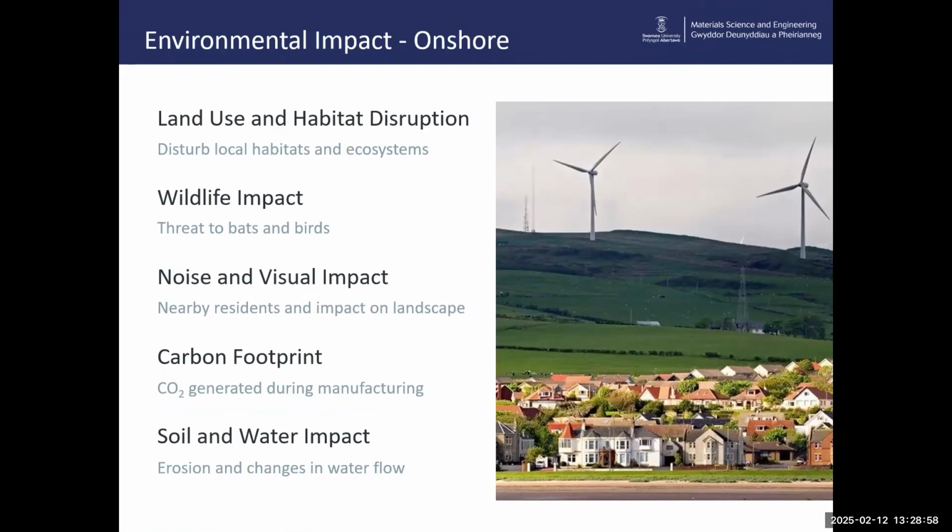So in terms of environmental impact, both onshore and offshore have a relatively low environmental impact compared to things like fossil fuels. And that's always going to be the thing that we're replacing: fossil fuels. But there are some important environmental considerations to consider.